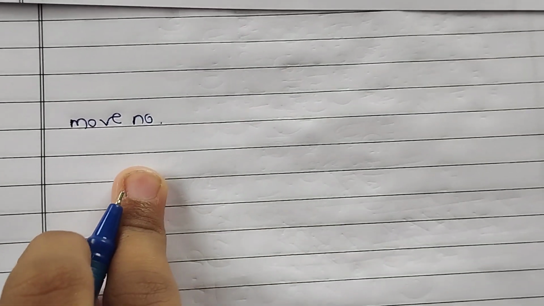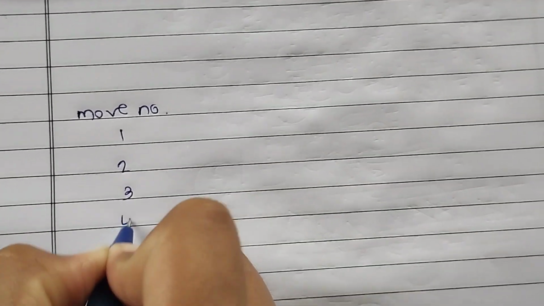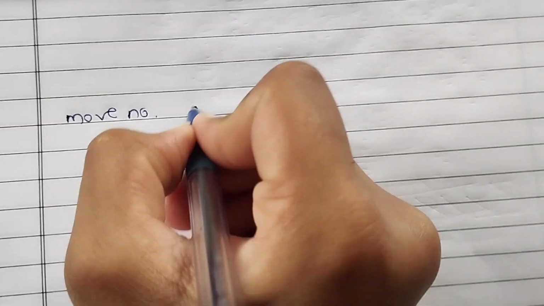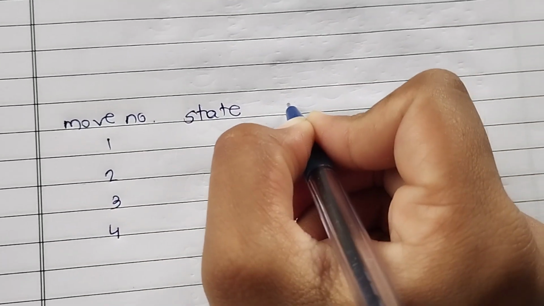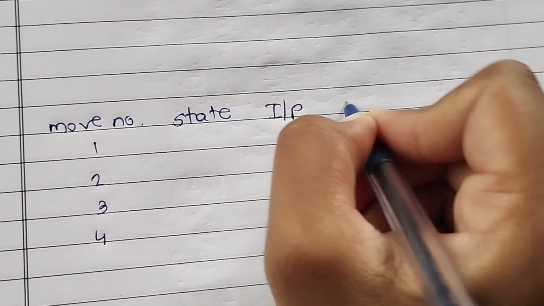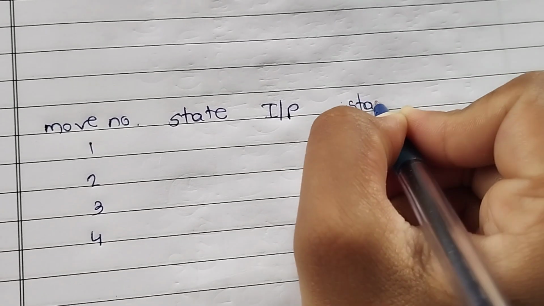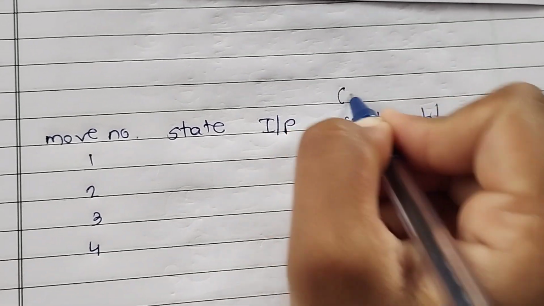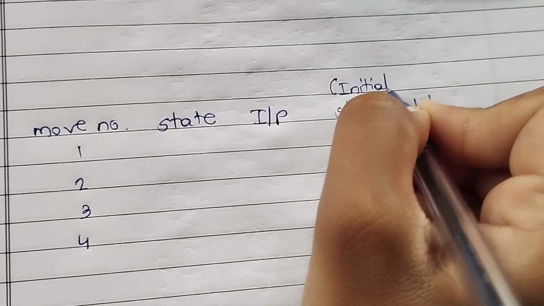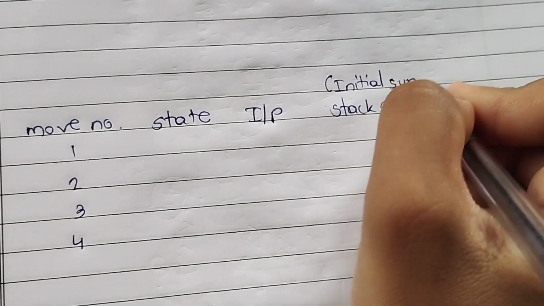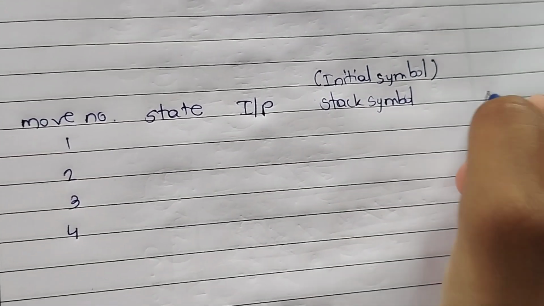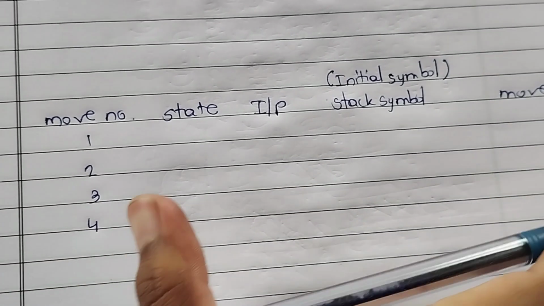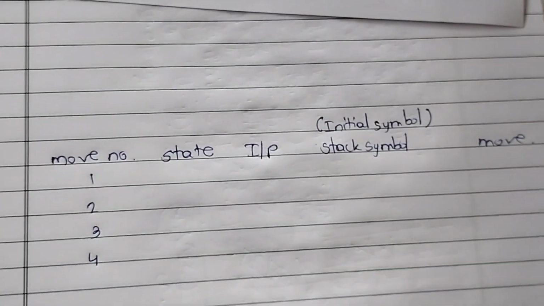Now we see. First the table is drawn with the move number, which is nothing but the serial number, meaning 1, 2, 3, 4. Next the state, then the input, then the stack symbol, or we say this is the initial symbol which is present in the stack. And last is the move. Now how do we fill this table? We see, it is too easy.